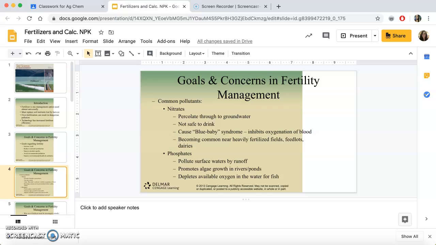Phosphates can pollute surface waters, again, by runoff. So maybe if we have a river, stream, or lake, those can actually promote algae growth in rivers and ponds, and it tends to deplete the amount of available oxygen in water for fish. So fish tend to get killed off quickly, and we have less fish. We have fewer birds, amphibious animals, insects, those types of things.